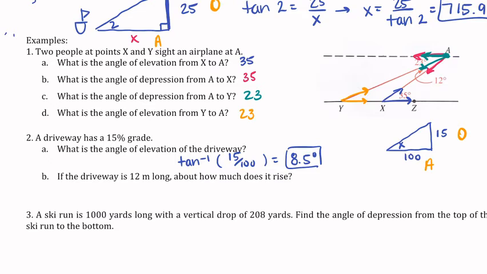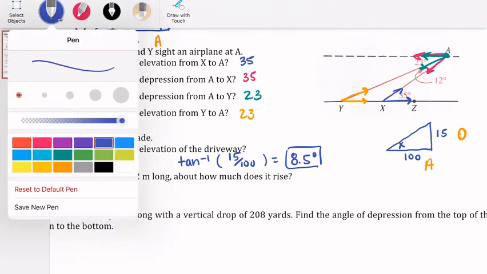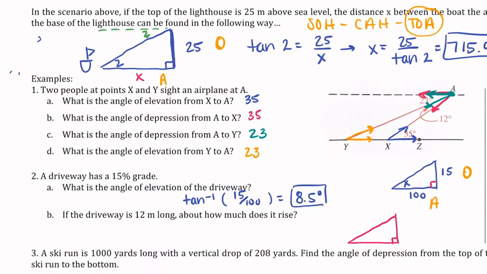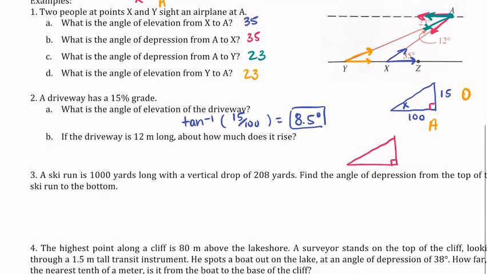Okay. If a driveway is 12 meters long, about how much does it rise? So this time, it's saying to use the angle of elevation that we found in A and find out how much our driveway rises. Rise would be a vertical measurement if our driveway is 12 meters long. So this is a great example of figuring out where all these labels go. I'm going to draw myself another right triangle here. And if my angle of elevation is 8.5, that's going to go right here. And my driveway is 12 meters long. So you've got to think about where you would put this.